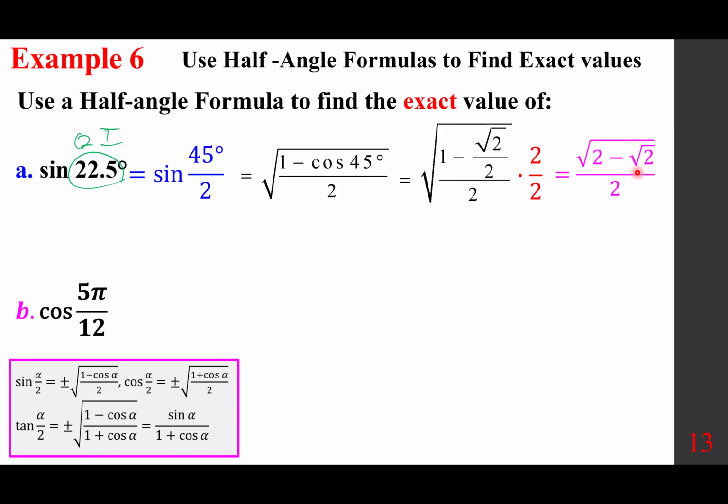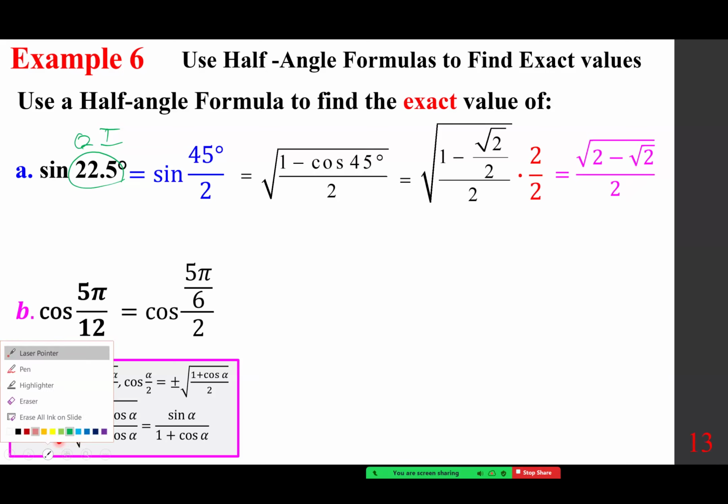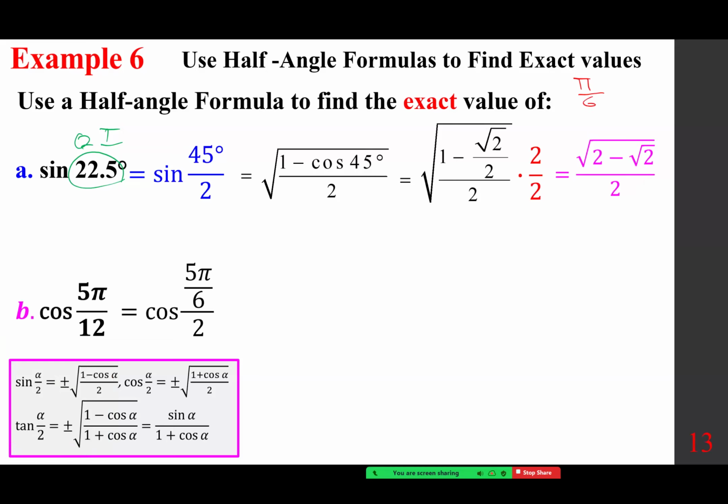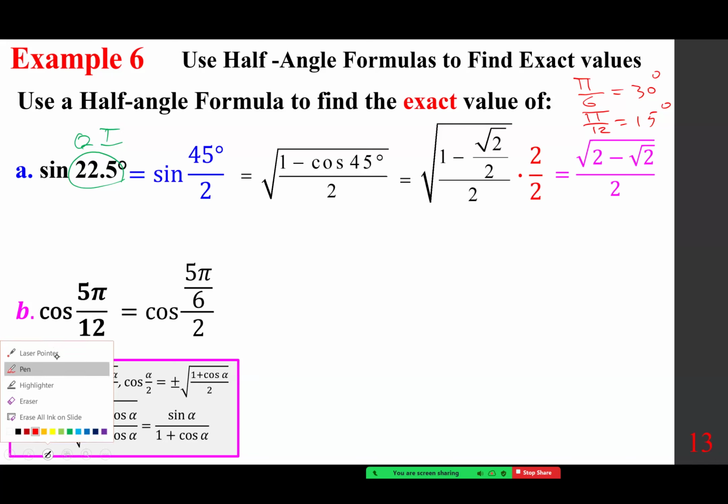What about cosine of 5 pi over 12? Well, 5 pi over 12 is half of 5 pi over 6. And I have mentioned it before, I'm going to mention it again. Just remember that pi over 6 is 30 degrees. Pi over 12 is 15 degrees. That may be helpful to remember, okay?